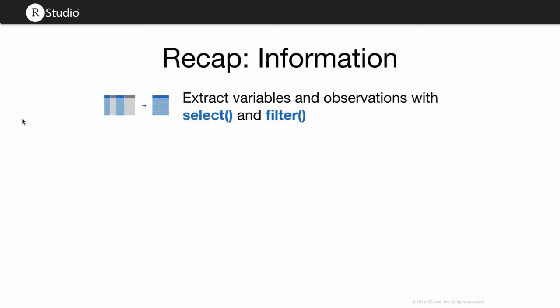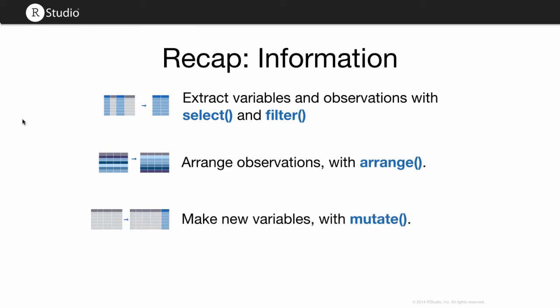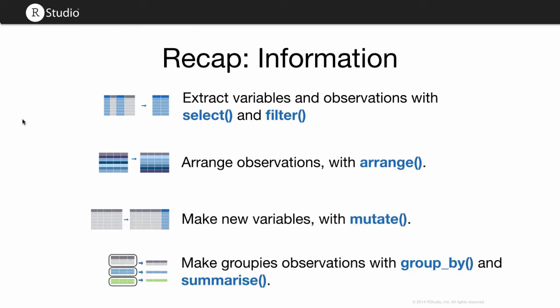So I know it's been a lot. This is definitely going to be a whirlwind tour, but we're near the end. You can extract variables and observations with select and filter. You can rearrange your data with arrange. You can make new variables with mutate. And you can make new observations on new units of analysis by combining group by with summarize.